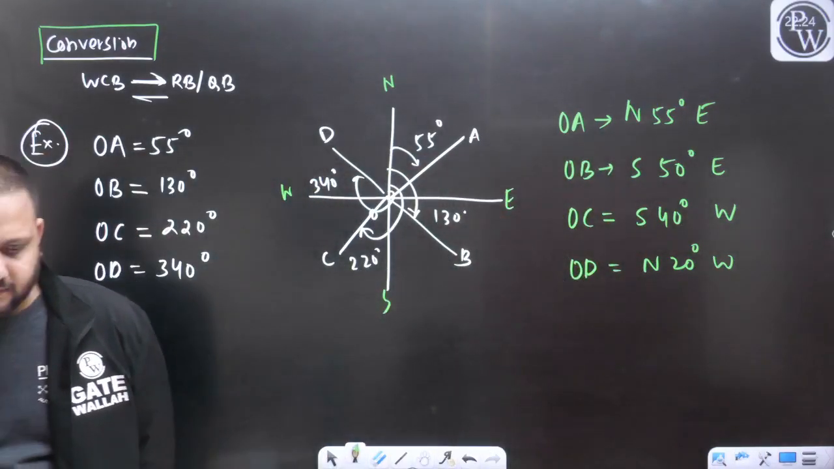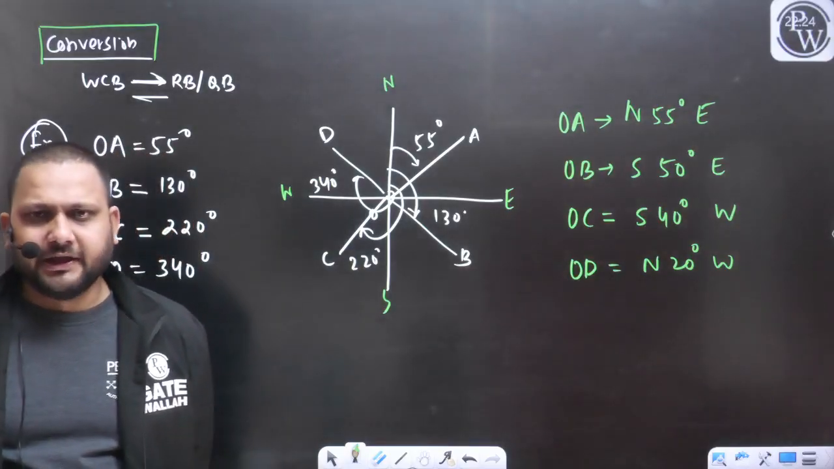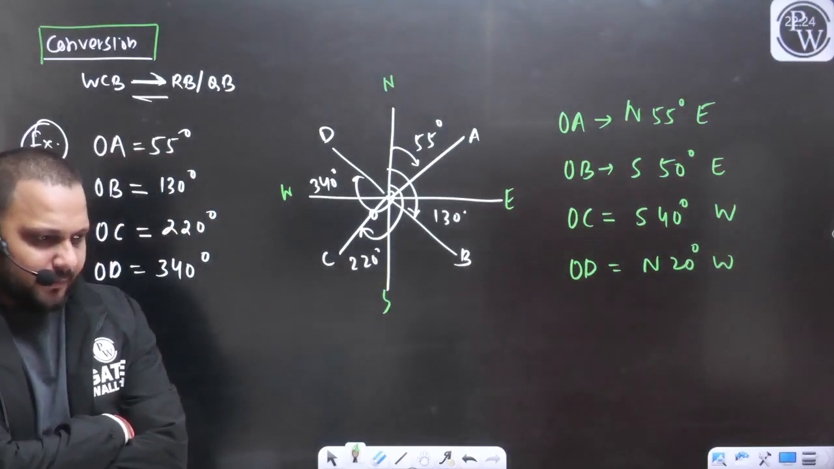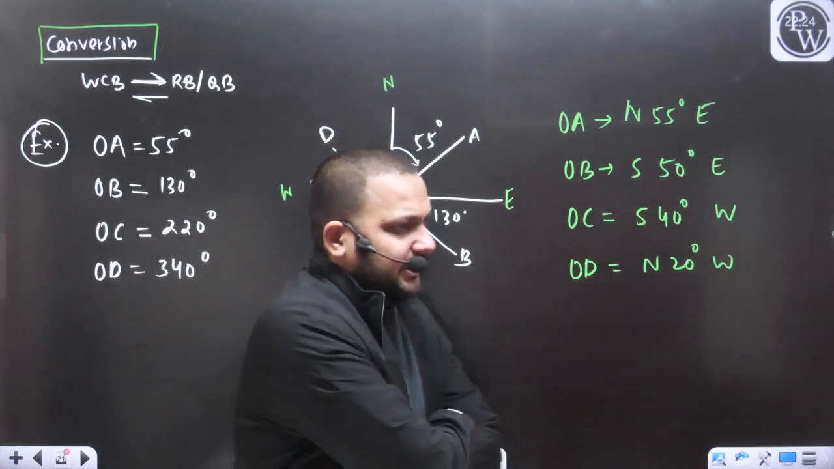But what do you think? Which system is easy? Or you can say, which system of representation of bearing is less confusing?